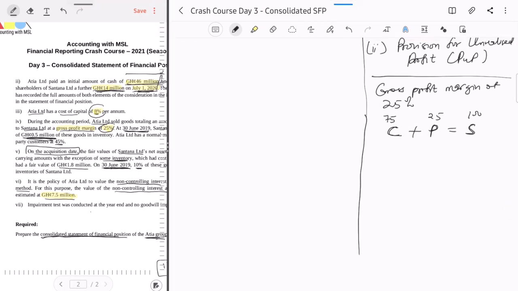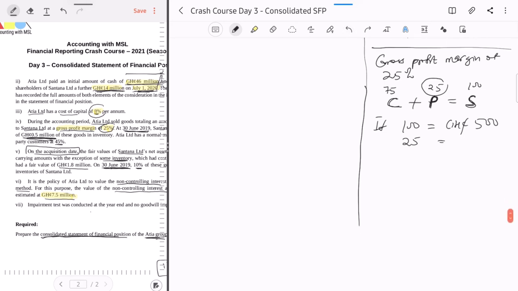So what we need to do here is to say, and I hope you know that the 0.5 million or the 500,000 is the selling price, right? So it means we know the S, and we're going to use ratio and proportion. So if my S, which I know to be 100, equals 500, then what will P be? And P is 25, right? So I put 25 here. You can put X here and cross multiply to find it. But what I'll be doing is ratio and proportion, simple.